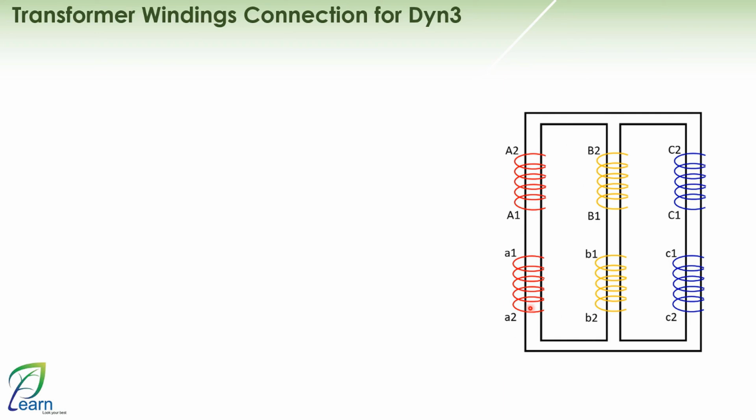Okay, now if I asked you to draw the phasor diagram for the currents of the high voltage side and the low voltage side in a very simple way, you would now draw IA, IB and IC on the high voltage side such that there is a 120-degree shift between them.